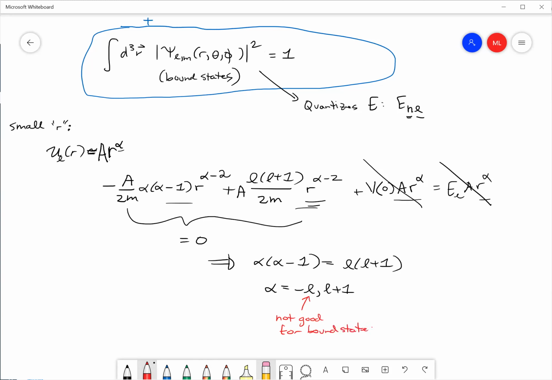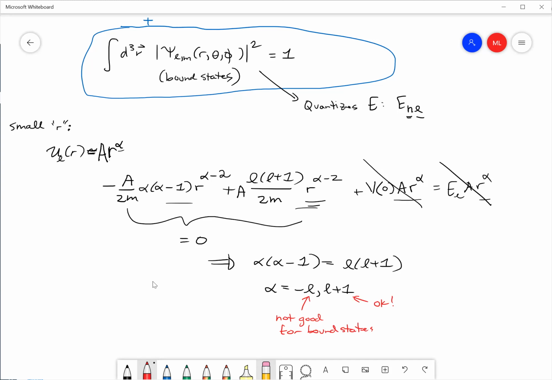Why? Because the bound states have to be square normalizable. If you start trying to integrate r to the minus L squared, you run into issues. It blows up at the origin. So that's not good. This one is okay, because it doesn't blow up at the origin. It just goes to 0 there. So that's okay.